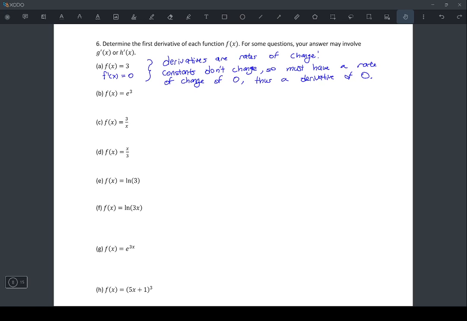Part B, f of x is equal to e cubed. Now you may have started writing 3e squared, thinking that e is the same thing as x, and it's not. E is a number. E is constant. So e cubed is also constant. Constants don't change. The rates of change are 0. So the derivative of e cubed is 0. This is just the derivative of a constant. Okay, next problem.